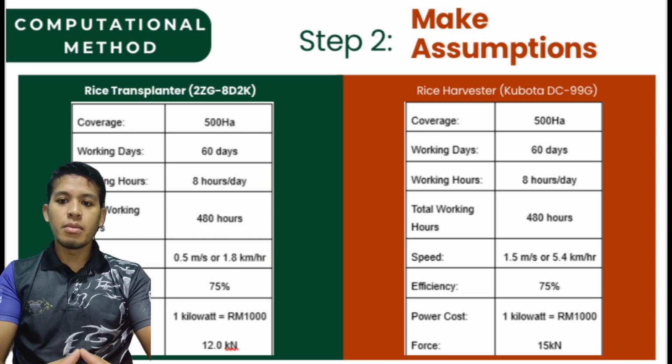For the combine harvester, the model we use is DC99G. The coverage area is 500 hectare. Working days is 60 days. Working hour is 8 hours per day. Total working hour is 480 hours. The speed is 1.5 m per second or 5.4 km per hour. The efficiency is 75%. Power cost is 1 kilowatt equal to 1000 ringgit. The force is 15 kilonewton.